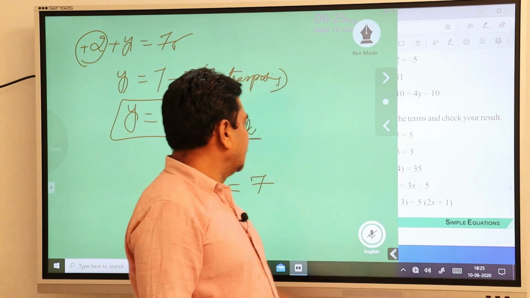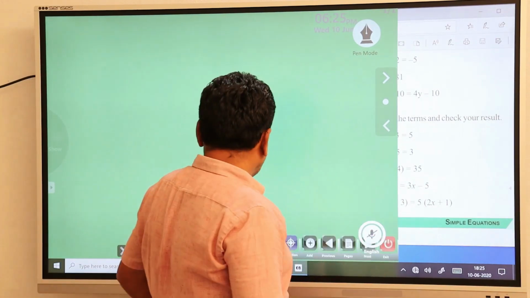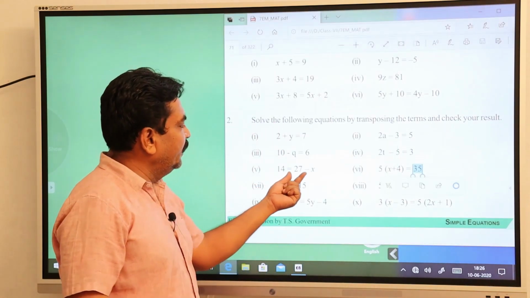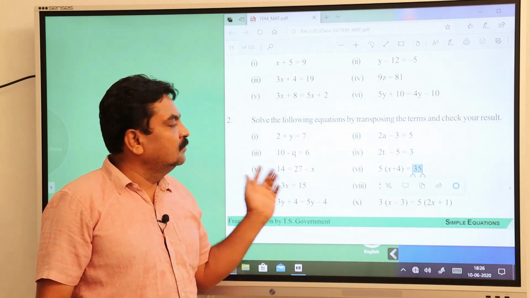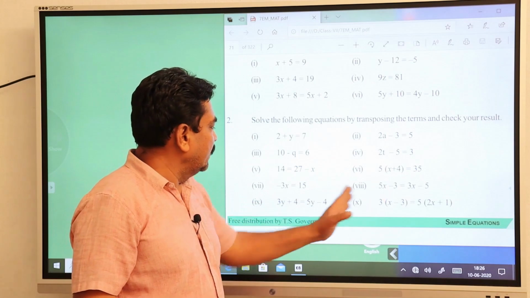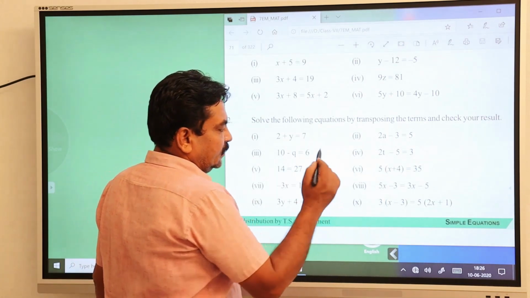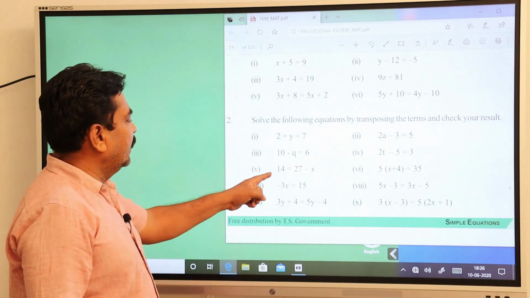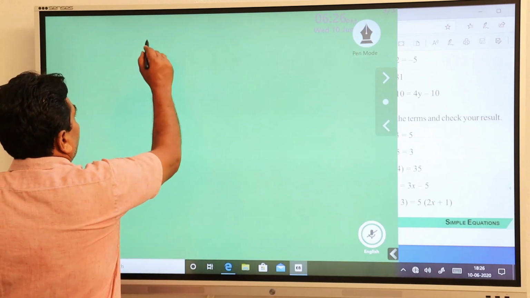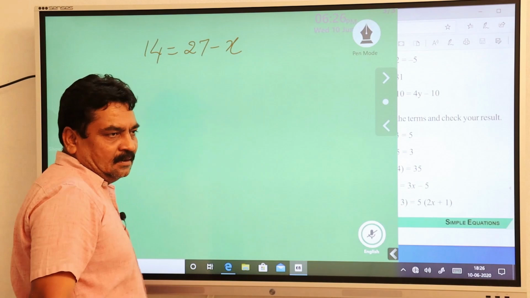Let's do the next problem. Before that I am going to rub this out. I'll do this one because you have a variable here on the right hand side. Then we'll go to some other problem, or else I'll do the 5th one and the 10th one. Let's see. 5th one: 14 is equal to 27 minus x.